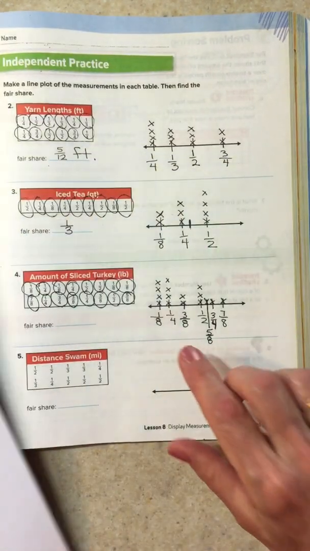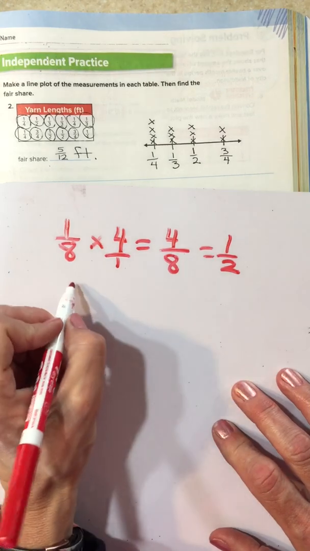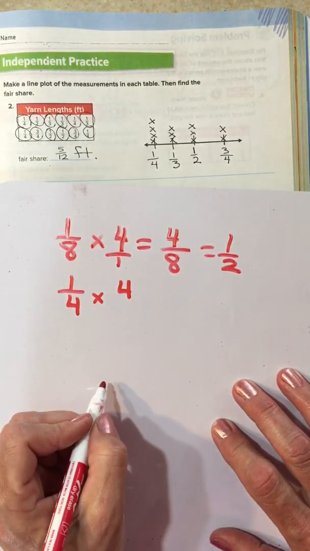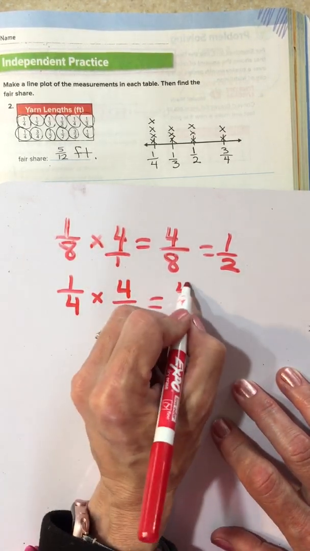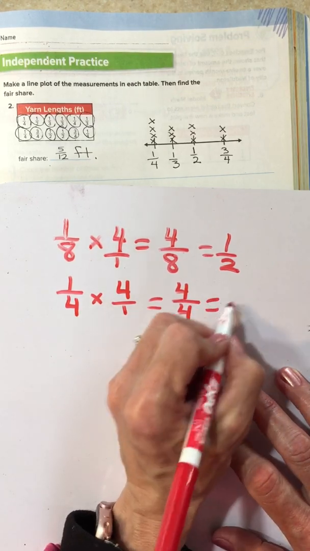Okay, got the eighths. How about the fourths? There's 1, 2, 3, 4 of those. I'm going to do the same thing. 1/4 times 4. And when you have a whole number, it's basically over 1 anyway. 4 times 1 is 4. 4 times 4 is 4. 4 over 4 is the same as 1 whole.